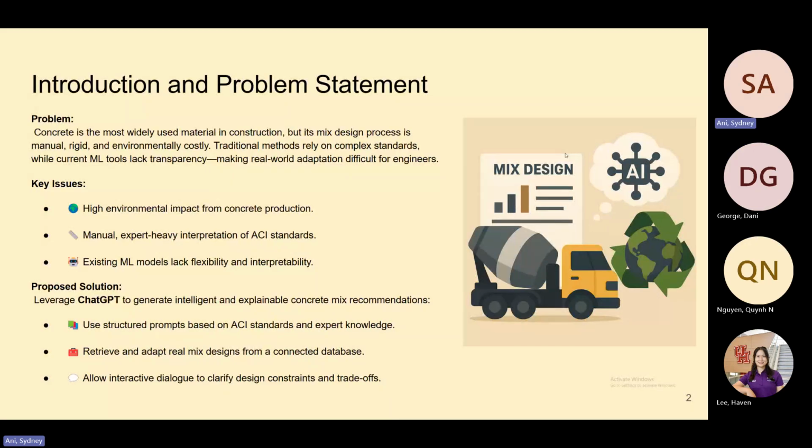Problem is that concrete is essential in construction, but mix design today is manual, rigid, and environmentally costly. So engineers also struggle with machine learning tools that aren't really flexible or easy to understand. So our solution uses ChatGPT with structured prompts based on ACI standards. It pulls real mix designs from a database and also allows interactive dialogue. This way, engineers can get flexible, explainable mix recommendations tailored to real-world project needs.